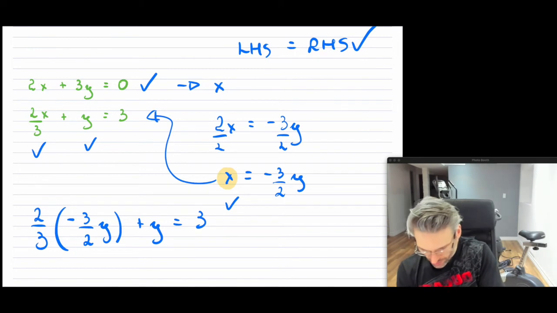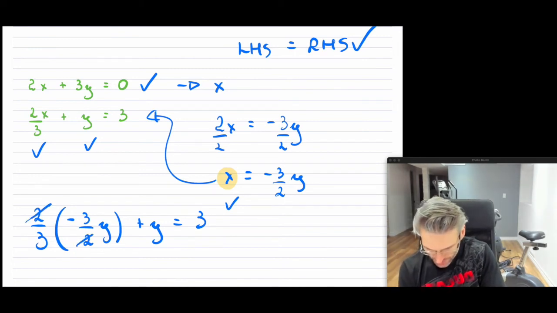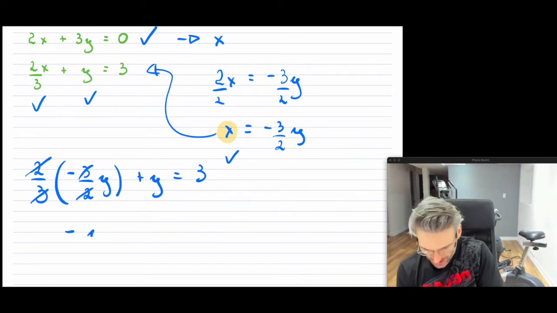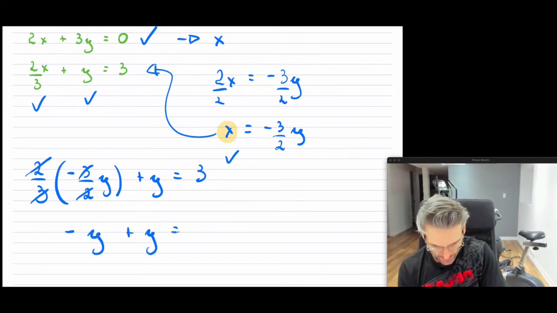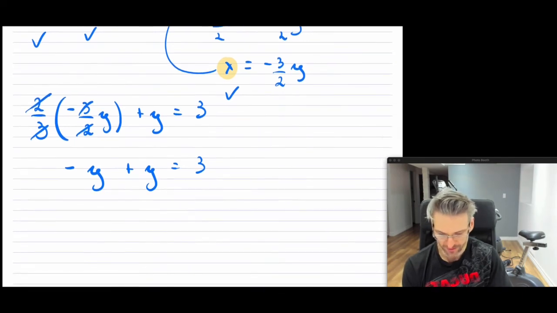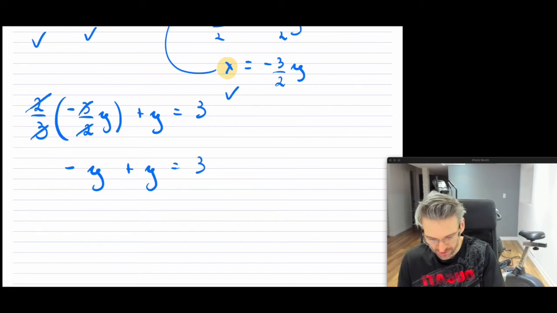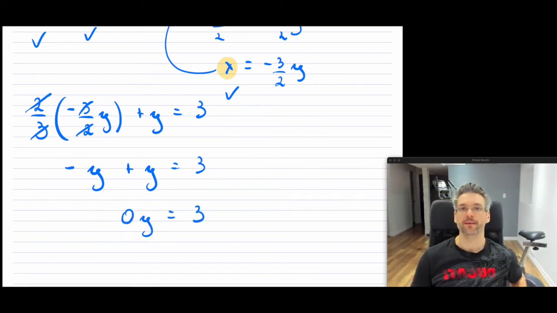And now, this is kind of nice. The 2 cancels with the 2, the 3 cancels with the 3, and I get negative y plus y is equal to 3. I have a problem here. Because negative y plus y is 0, right? It's 0y. So I can't really solve for y, because I can't divide by 0. y is going to be equal to 3 over 0. That's undefined, right?